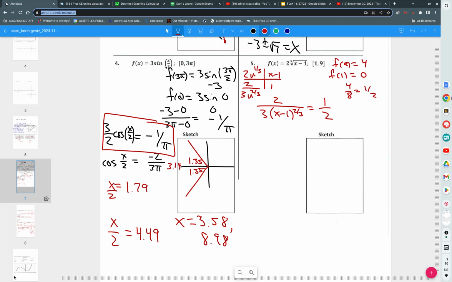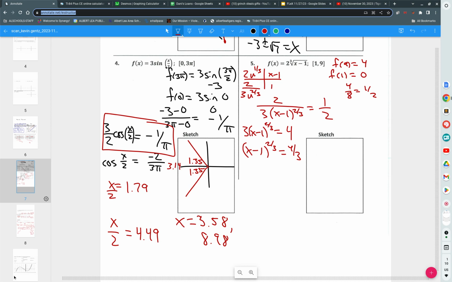Okay, so how do you want to solve this? We do cross multiply. It's not going to be that bad of a problem. We have 3 times x minus 1 to the 2/3 is equal to 4. Then x minus 1 to the 2/3 power is equal to 4/3. How do you get rid of a power of 2/3? Raise it to the 3/2.